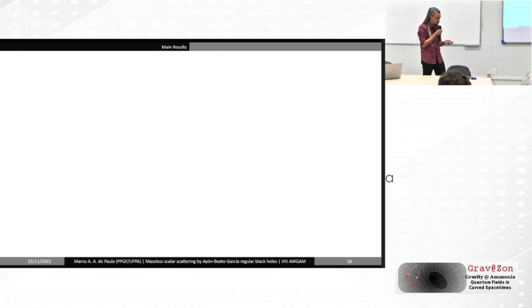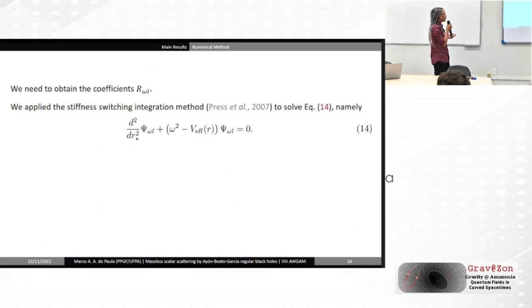But before I discuss this, I wish to point out some things about the numerical method. So the key goal of the numerical method is to obtain these coefficients here. So to obtain them, we need to solve equation 14 numerically. But there are several ways to solve this differential equation. The method that we use is the stiffness switching integration method. And we use this method because the scattering cross section diverges very fast as we consider small values of the scattering angle. So by using this method, we can improve our precision, our accuracy, and the speed of the numerical computations.